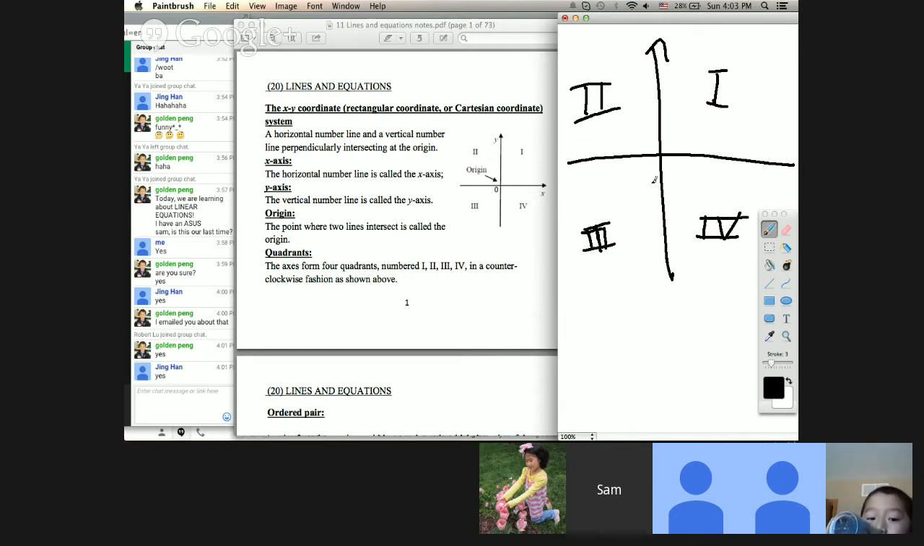So probably you guys should memorize this. It counts counterclockwise: one, two, three, four. So this would be the first quadrant. This is the fourth quadrant, second quadrant, and third quadrant. Okay, the horizontal line is called the x-axis.